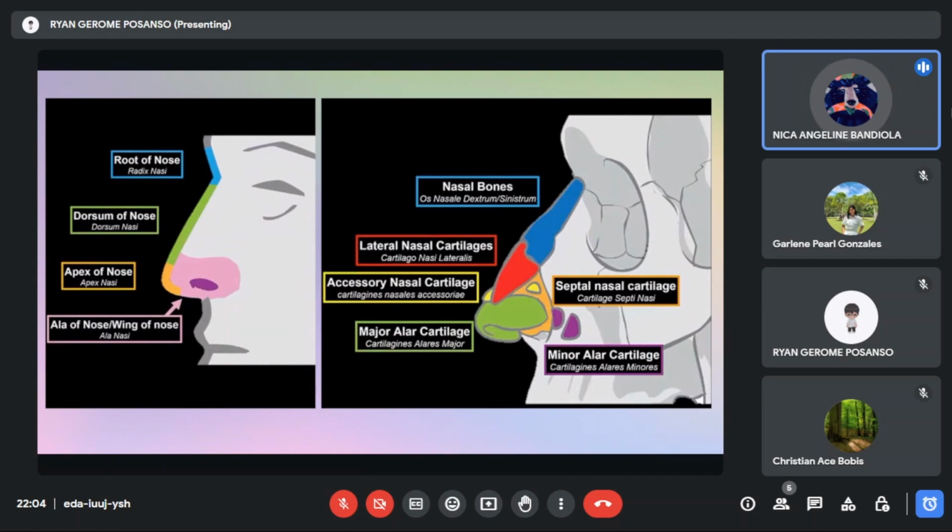There are anatomical names for each segment of the nose, separated by color. We can see the root of the nose, the dorsum of the nose, the apex or tip of the nose, and the wing of the nose which goes around the nostril. Under the skin, we can see the nasal bones, lateral nasal cartilages, accessory nasal cartilages, which are between the septal nasal cartilages, and the major alar cartilage and the minor alar cartilage.